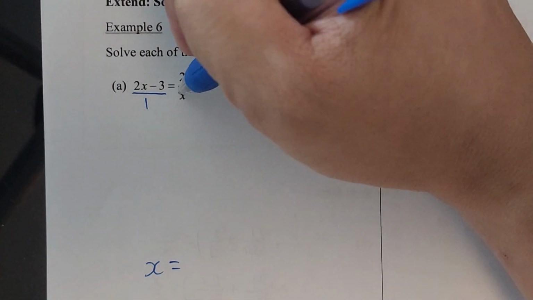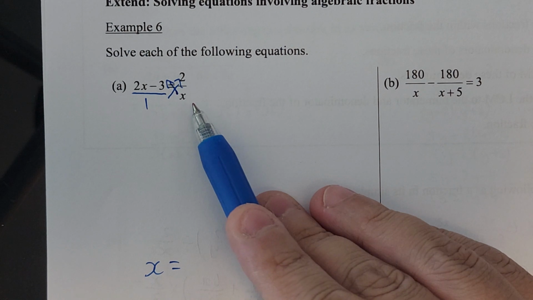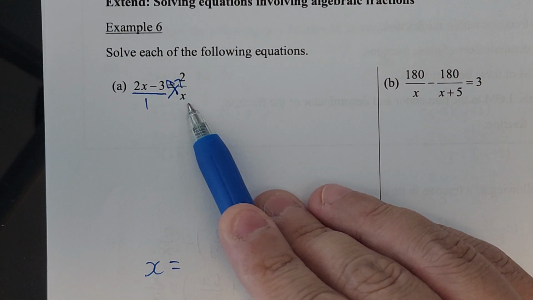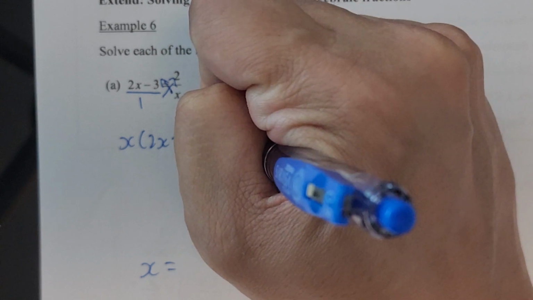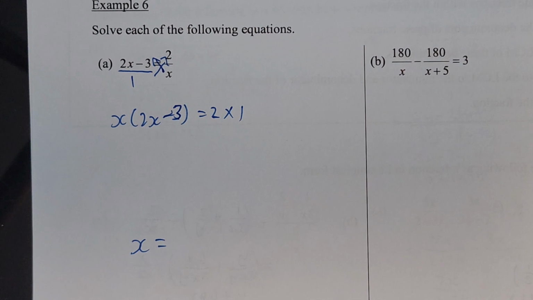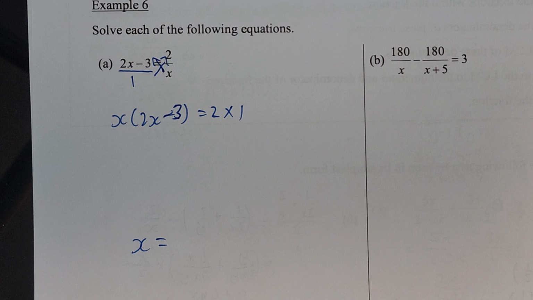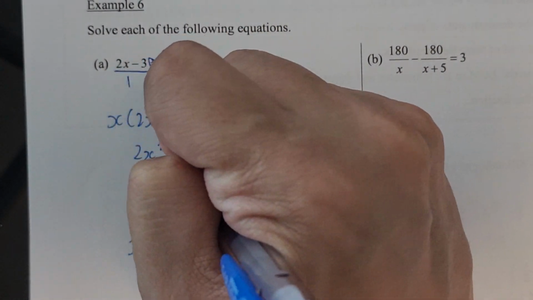Then cross multiply. Now the denominator over here multiplies to the numerator. So I cross multiply this way. So the 1 multiplied to the 2, the x multiplied to the 2x minus 3. So what I have for the next step will be this. This is called cross multiply. Only for equations can I do cross multiplication. After which, expand and simplify. Expand.